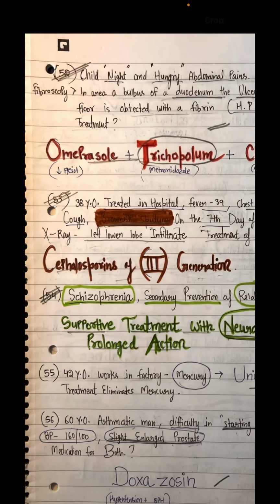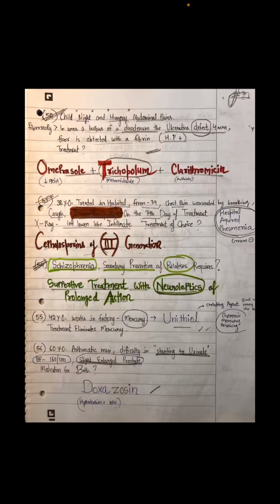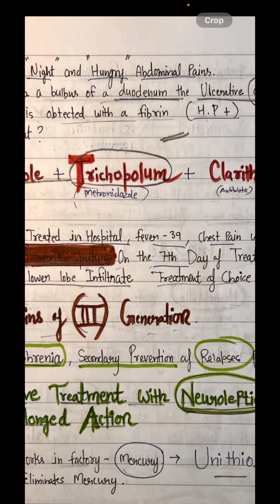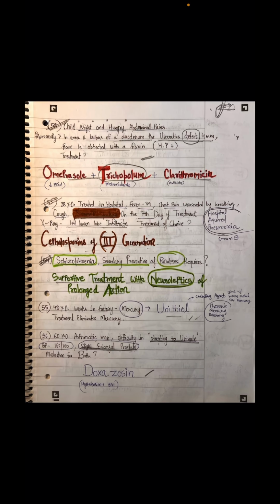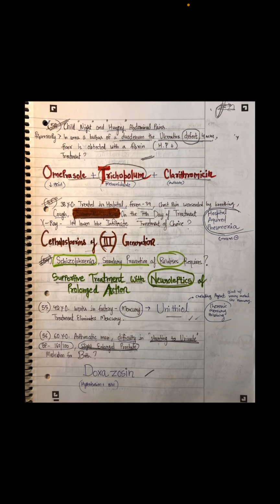Triple therapy is omeprazole, or in Poland proprazole, which will decrease the secretion of the acid, and trichopolam. Sir, this is metronidazole, in order to make sure the infection will get treated properly. The clarithromycin is for H. pylori especially. So this is the triple therapy which we are going to use: omeprazole, clarithromycin, trichopolam.